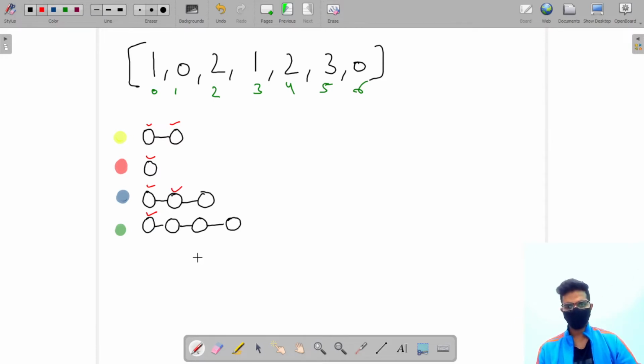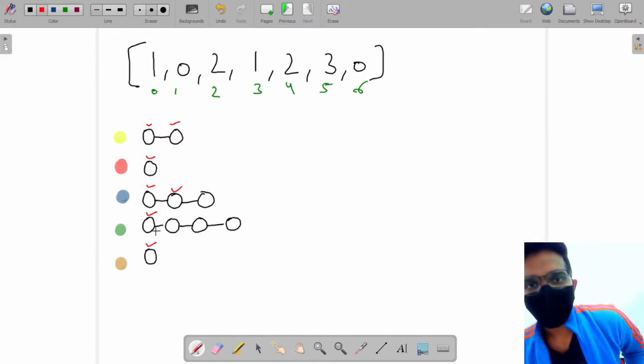Okay. Now we get to the sixth index, and what we get is that this is my rabbit. Okay, and it tells us that there is no rabbit that exists which got the same color as mine. Okay. So what will be the answer?